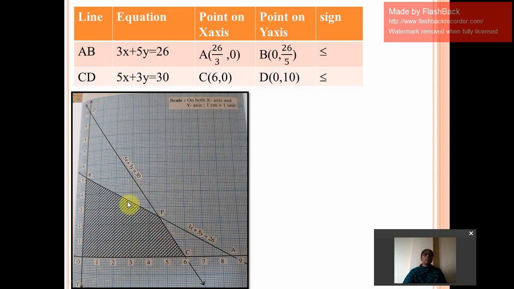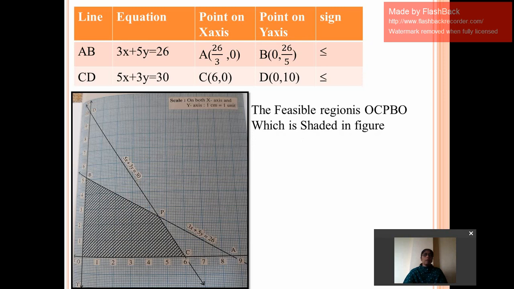In order to find the feasible region, both constraints are less than or equal to, so the feasible region should be below the two lines. The intersection of the two common regions is the feasible region. The shaded portion is the feasible region.